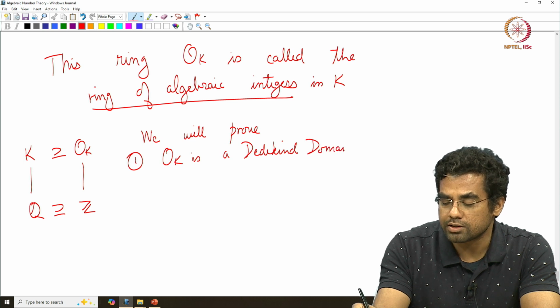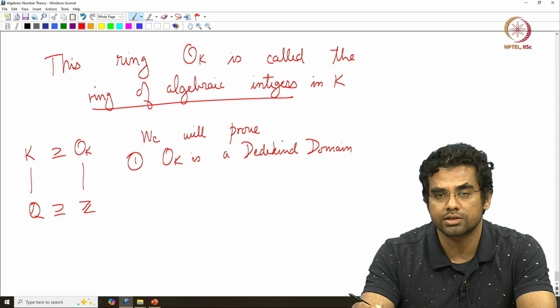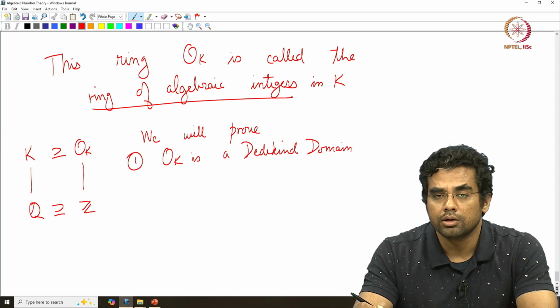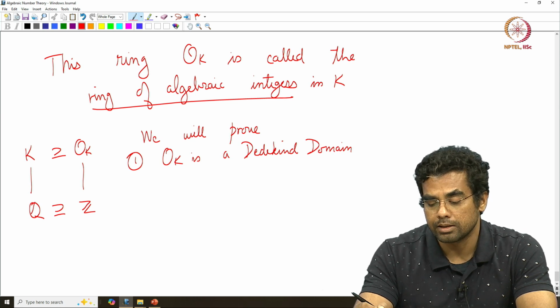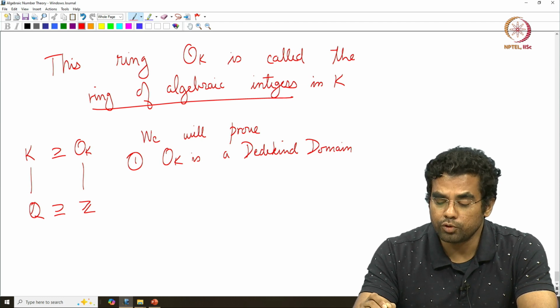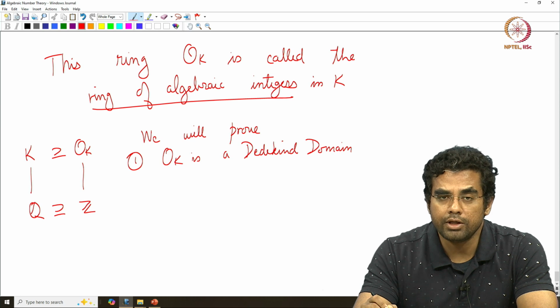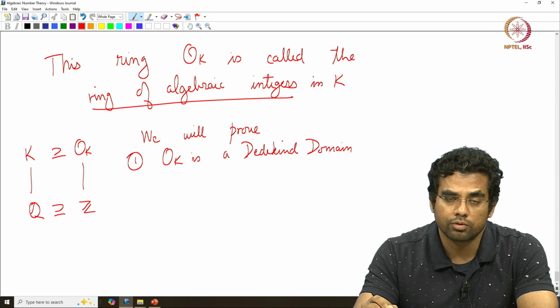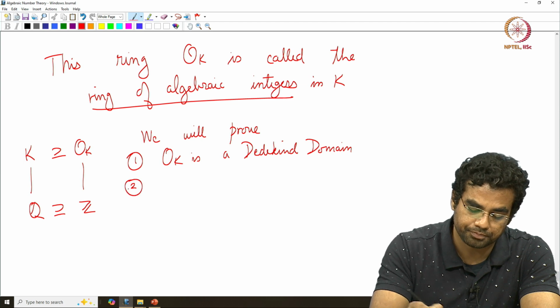So, we know that Z is a principal ideal domain, the ring of integers is a principal ideal domain, but O_K, for a general number field K, is not necessarily a principal ideal domain, but we will prove that it is a Dedekind domain. So, in particular every non-zero ideal of O_K will be a product of prime ideals in a unique way.